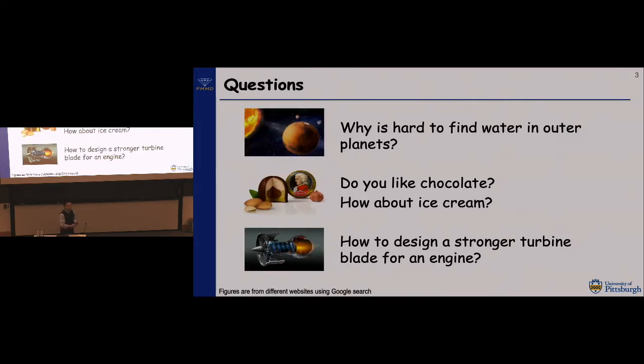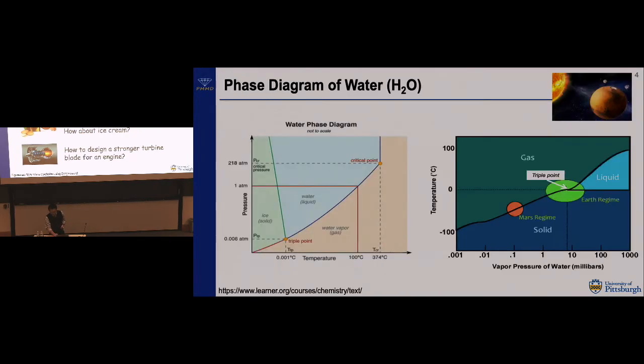So in order to make sure that I have enough entertainment regarding the topic, I would like to start with several basic questions. Why is it hard to find water on other outer planets? And do you like chocolate? Anybody don't like chocolate? Please. Okay, everyone likes chocolate. And then if that's the case, I assume that you also like ice cream. All right? But then we come to a professional question. How to do a good design of a turbine blade? All right?